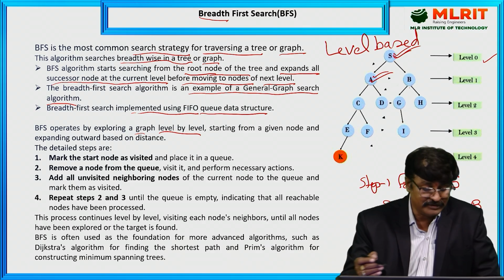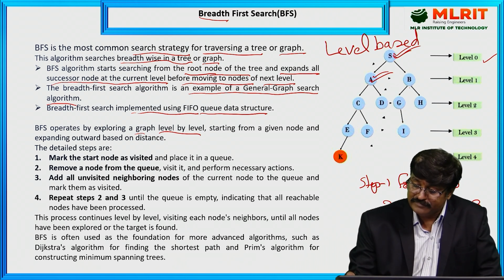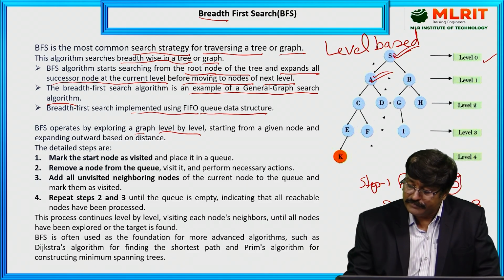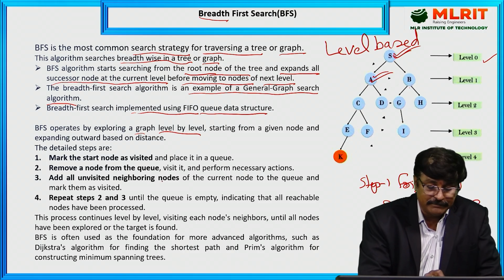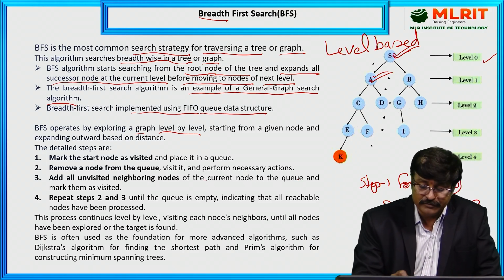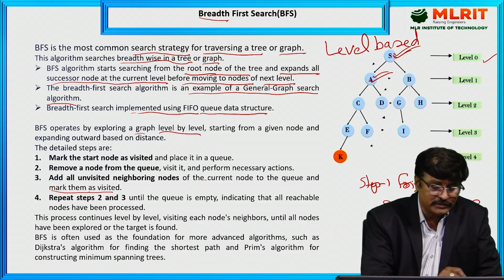The algorithm will check. Mark the start node as a visiting node, and remove the node from the queue. You keep the start node in the queue initially, then you remove it and expand it. In the second step, you keep A and B in the queue. Then add all unvisited neighboring nodes of the current node to the queue and mark them as visited. Then repeat these two steps continuously.